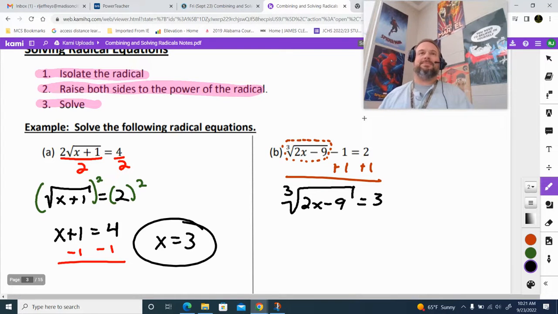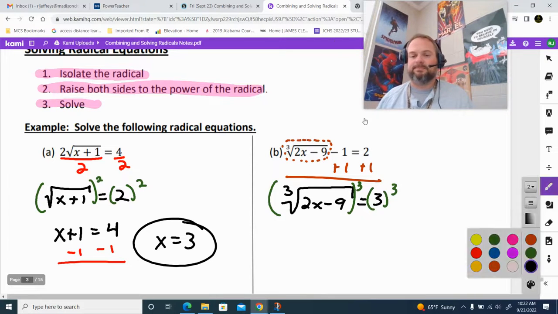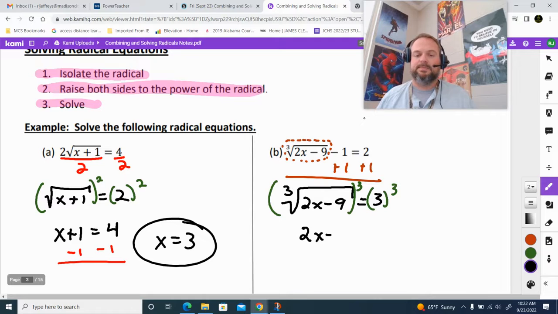All right. So now we have the cube root of 2x minus 9 equals 3. Now, I've got to raise both sides to a power to get rid of the cube root. What power do you think I'm going to raise that to? All right. And 3 to the third power is 27.